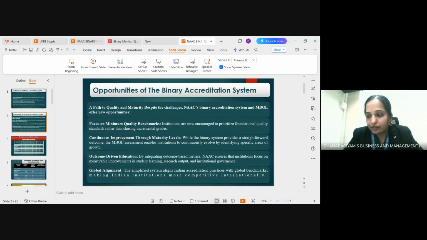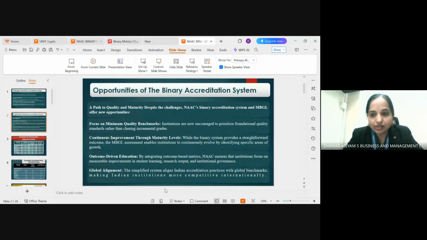As I said, these 10 attributes function as input, process, and output. This is what we should understand. Earlier we had 7 criteria. These 7 criteria have now been divided into 10 attributes, and these 10 attributes have been divided into input, process, and output. That is one important thing.